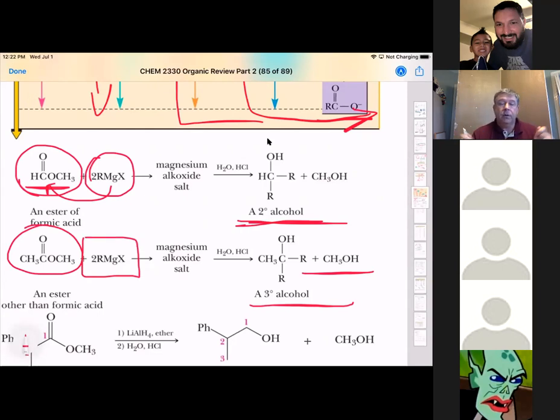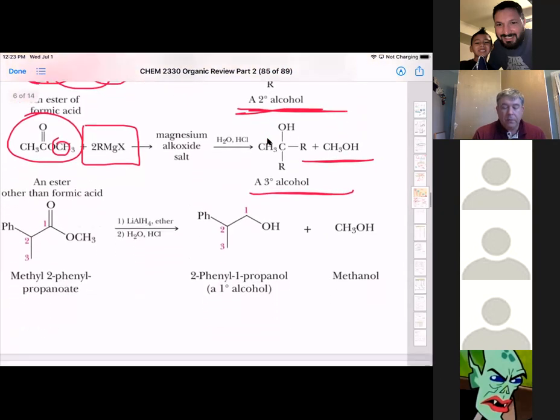Because the first equivalent will come in and displace the alcohol group here and reform the carbonyl, and then the second group comes in and reacts with the second carbonyl and gives us our tertiary alcohol. Okay.